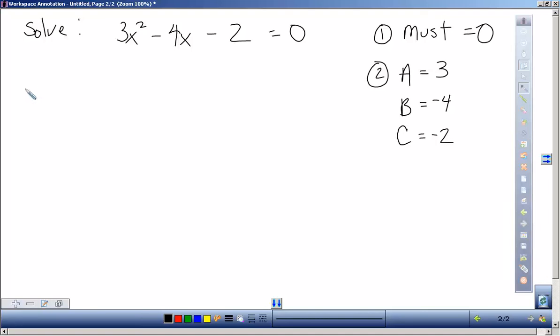Now, one thing I want to warn you against in using your quadratic formula is trying to plug it all into your calculator at once. There's two reasons to avoid that.